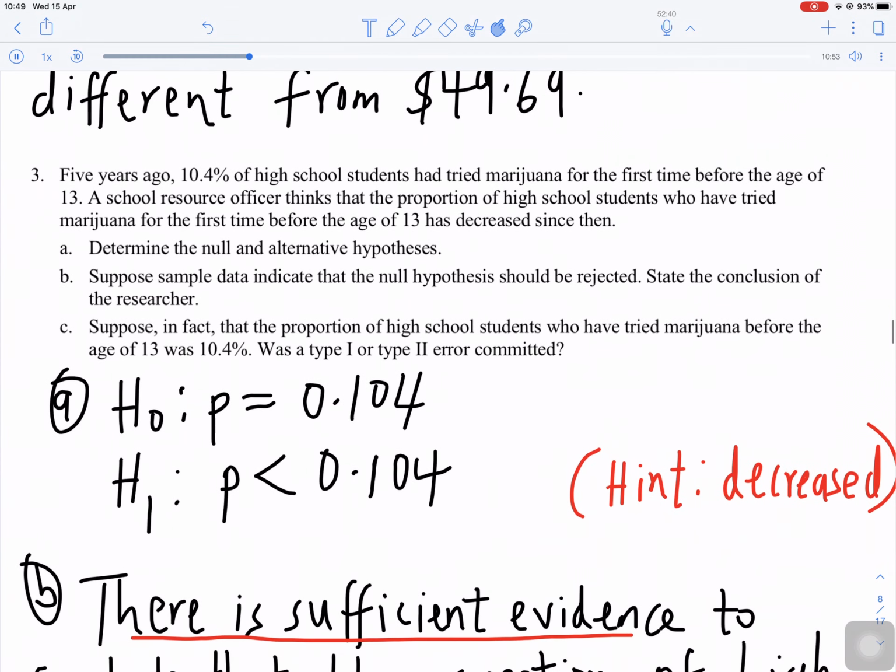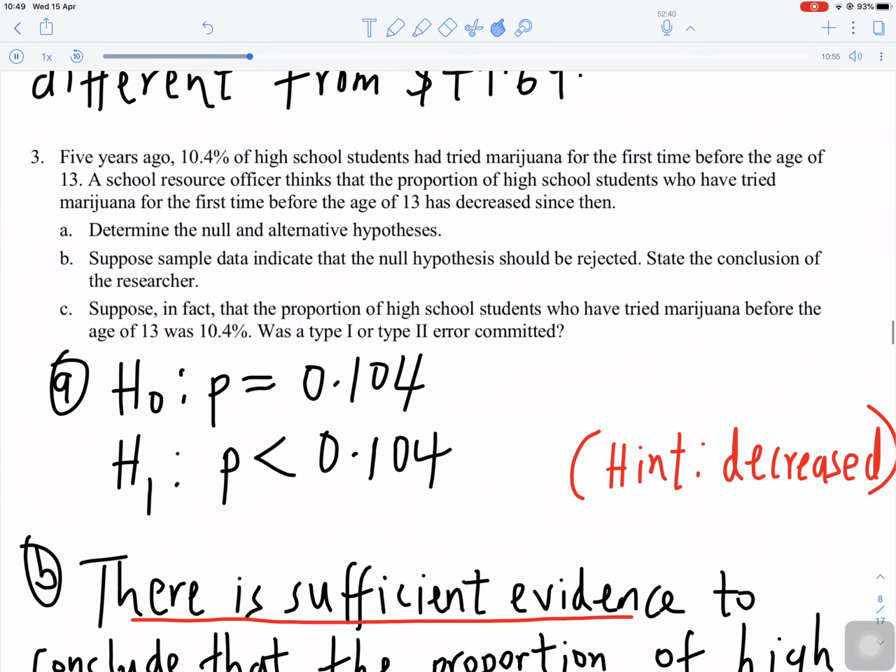Okay. Then the next example says 5 years ago, 10.4% of high school students had tried marijuana for the first time before the age of 13. A school resource officer thinks that the proportion of high school students who have tried marijuana for the first time before the age of 13 has decreased since then. A. Determine the null and alternative hypothesis.